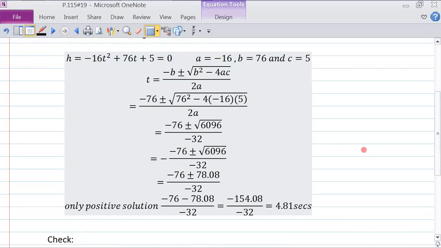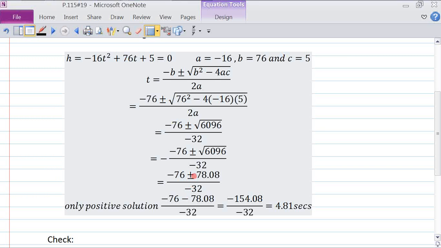Now, this part you can do on your calculator. It comes out to 6096. So when I do the square root of 6096, it's about 78.08. Time can only be a positive solution. So the only number that will really work here is if I put a minus here. I get minus 154.08 over minus 32. You see, if I take a positive solution right here, make this positive, then the time will be negative, and time can't be negative.